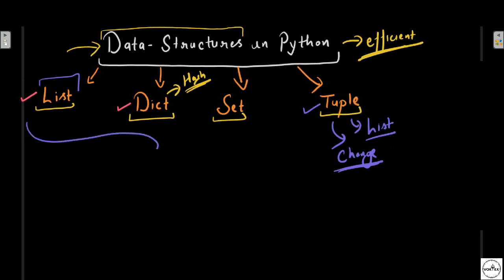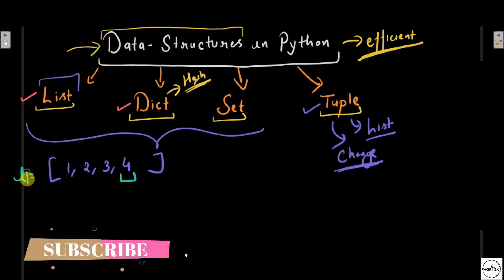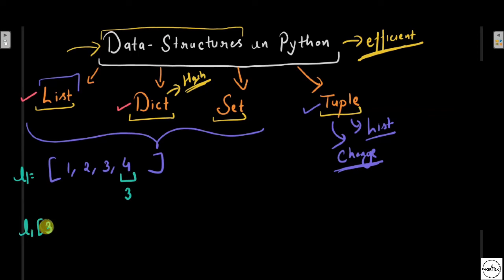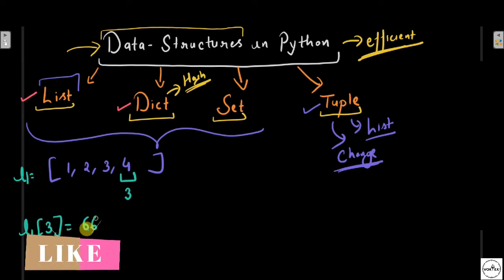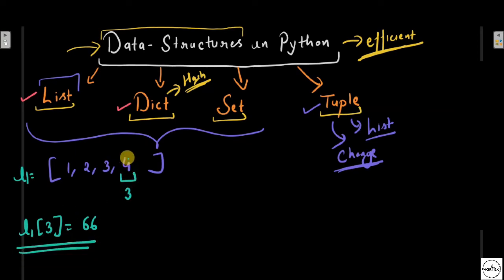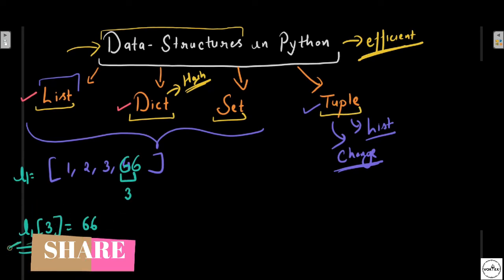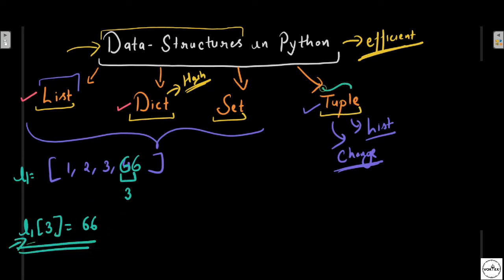Again, the moment we define any of these data structures, let's say I have a list with values 1, 2, 3, 4. The moment I ask, can I modify this value? Of course, I can do that. Imagine this is a list L1. I can say its index is 3, and I can say L1 of 3, let's assign our own value, say 66. The moment I do this, we will end up getting the new value as 66. But the moment I do this modification operation on top of a tuple, you might end up getting some kind of error, as a tuple doesn't support this kind of operation.